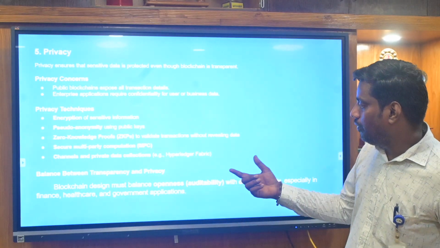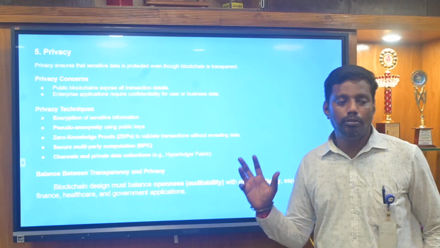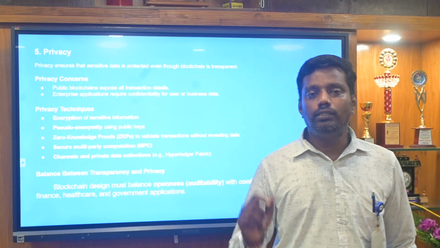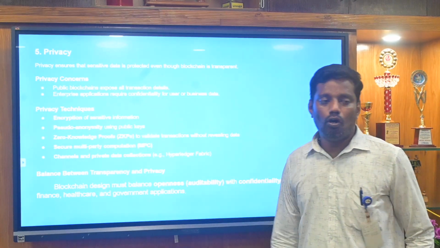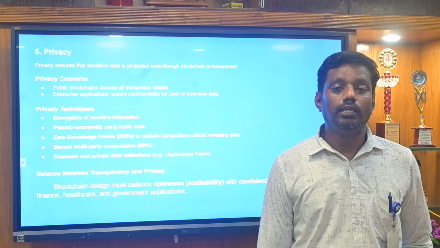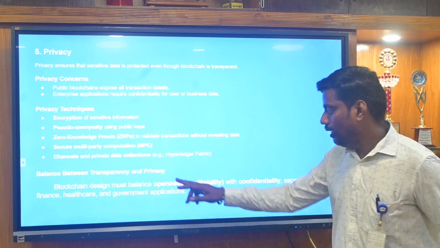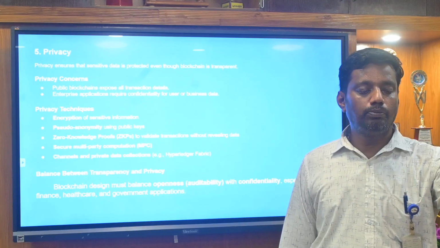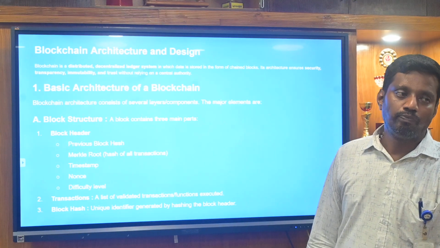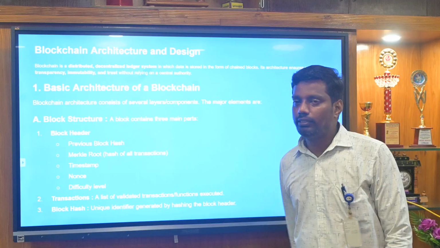So the difference between transparency and privacy has to be balanced in blockchains. The design must balance openness, that is auditability, and confidentiality. Especially in finance, healthcare, and government applications, it has to be both transparent as well as private. Then we look at the blockchain architecture and design.